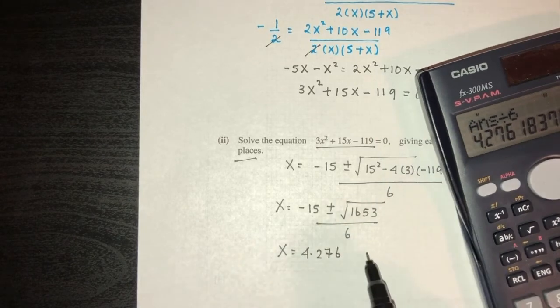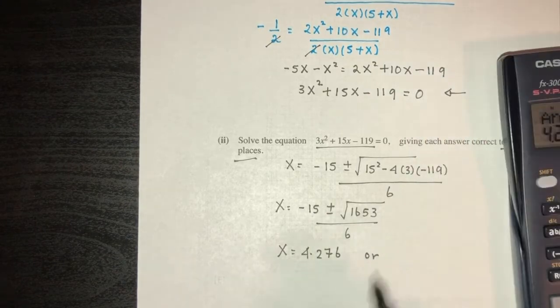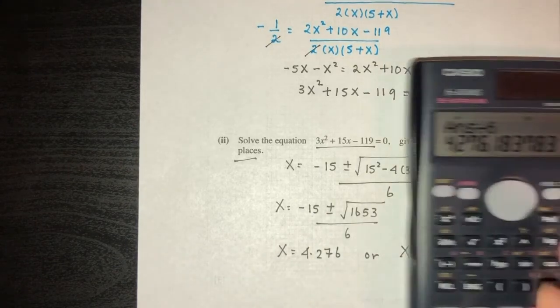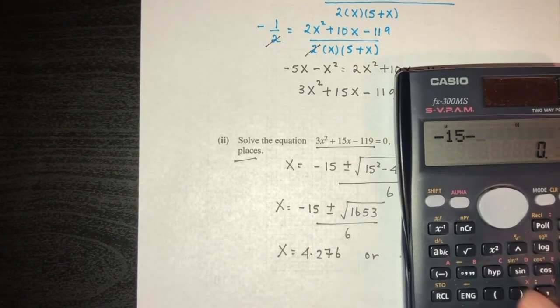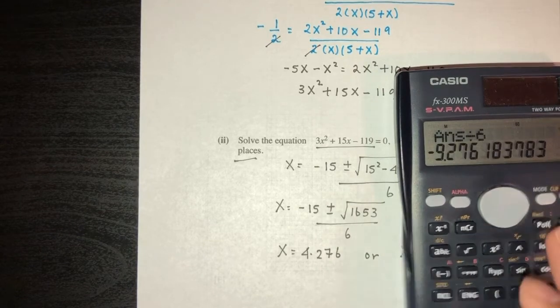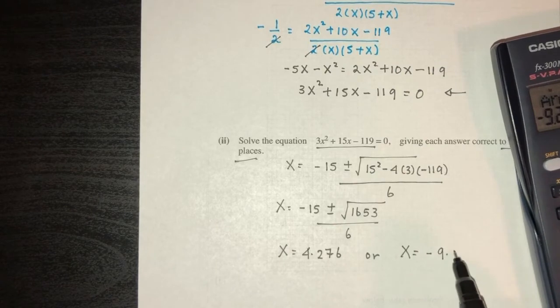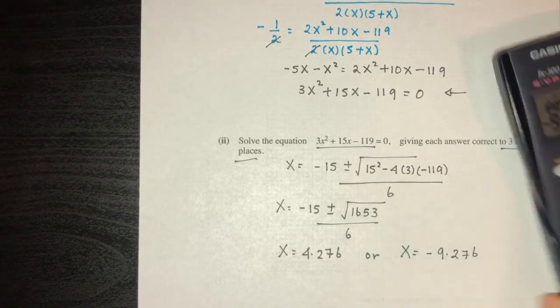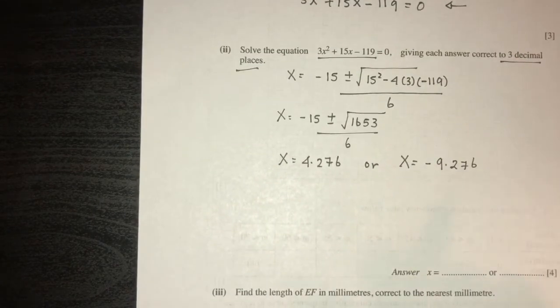That will be 4.276, or x can be, let's do minus, so minus 15 minus root of 1653 divided by 6, that is minus 9.276. So two values are possible. X can be minus 9.276 or 4.276, correct to 3 decimal places.